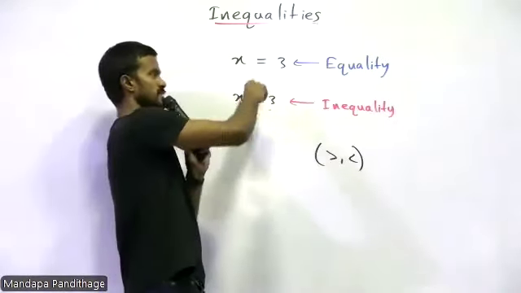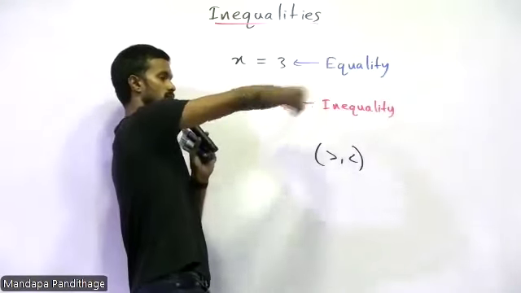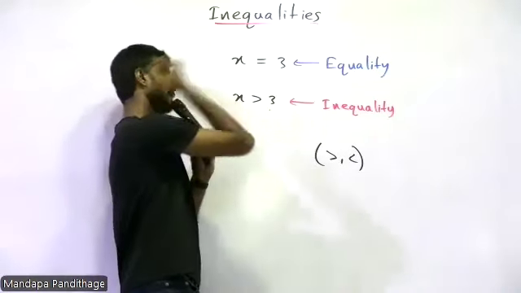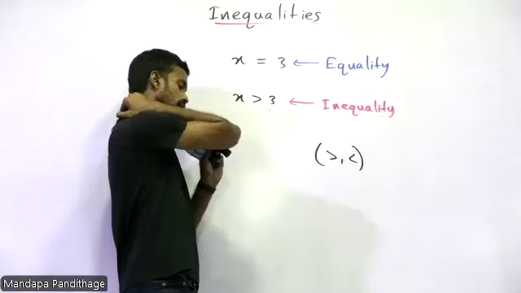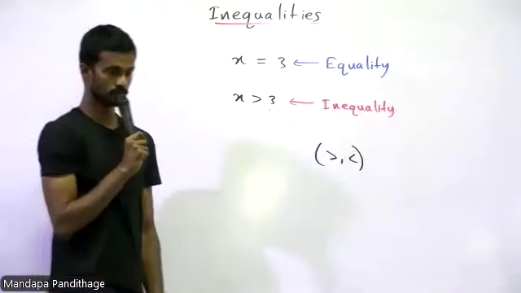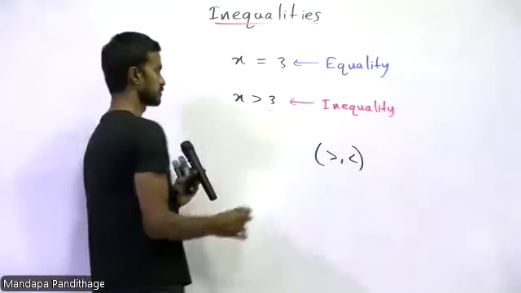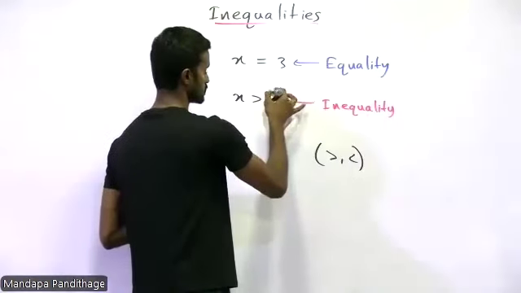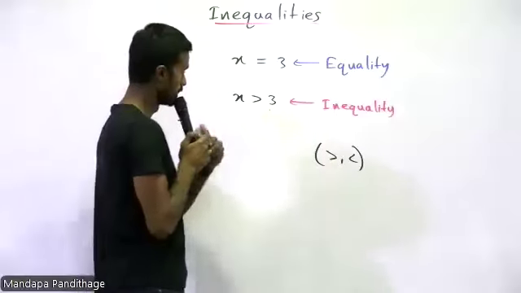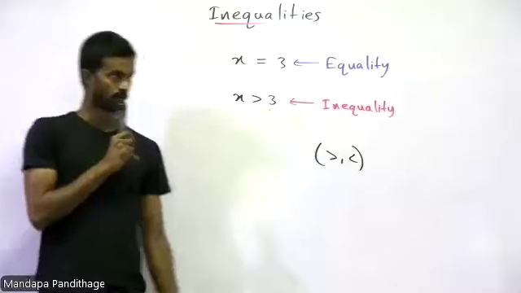Okay, then write these two examples. X equals 3 is the equality, or what we call an equation, and x is greater than 3 is the inequality. Okay, name it equality and inequality. So after that, write this.